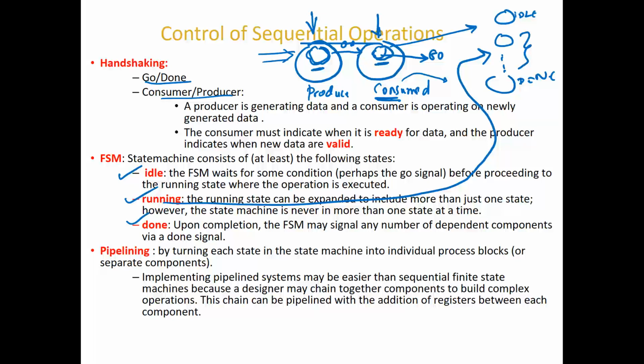Within this running state, you can do pipelining. In other words, when you crunch the data inside a hardcore, you can implement pipelining. And in the computer organization and computer architecture course, we learned that pipelining provides you speedup for the execution.